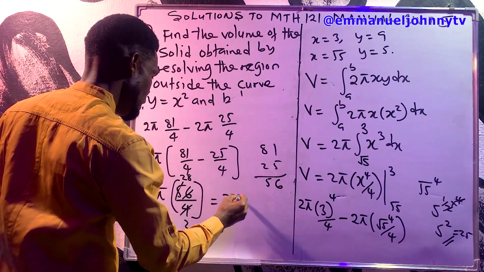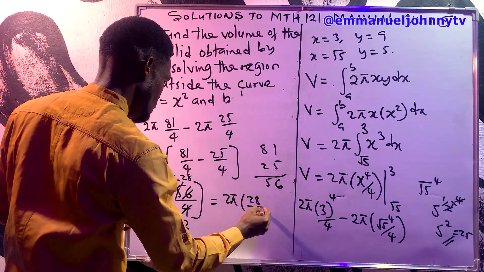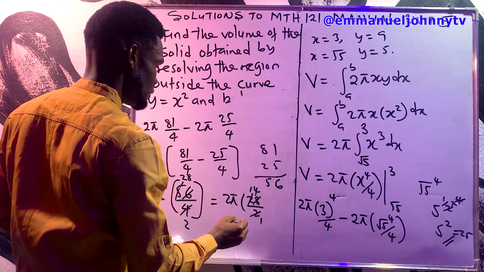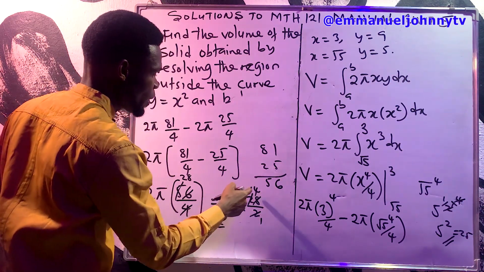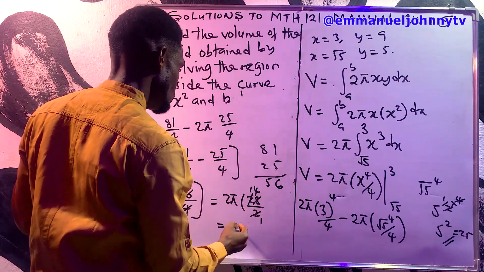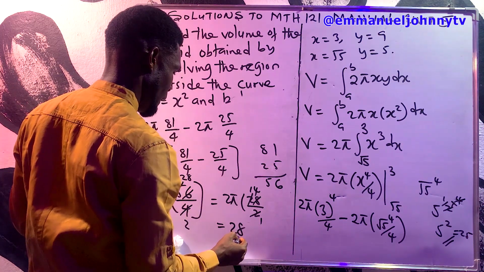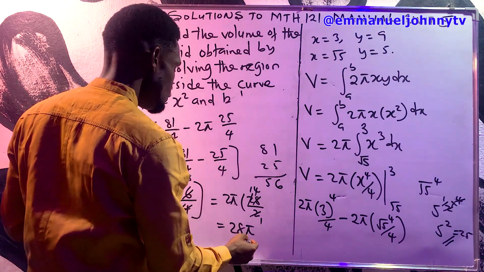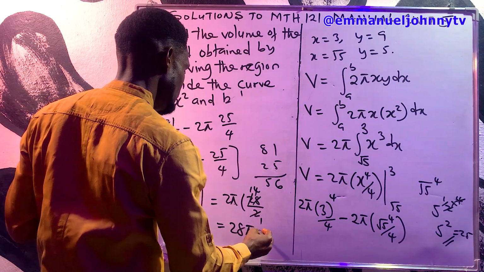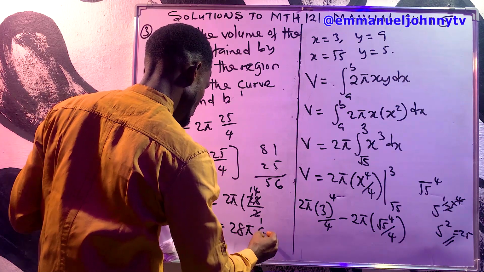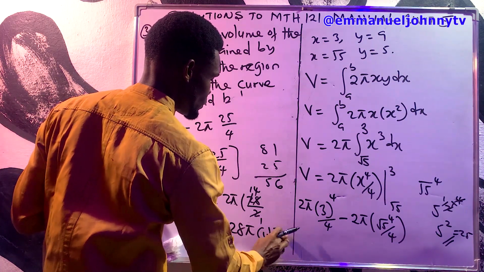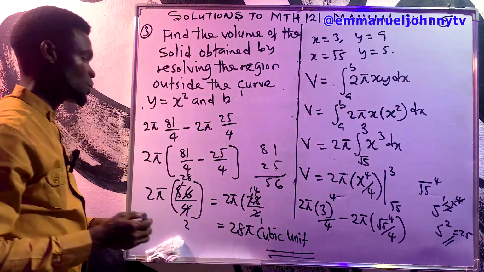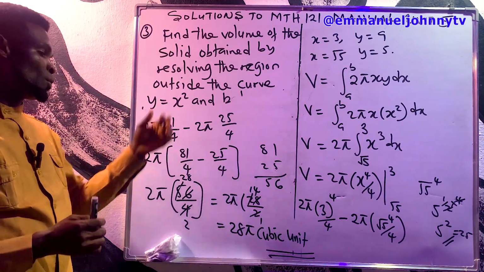So that is 2 pi into 56 over 4, which is 14. So 2 times 14, that will be 28, times pi. So the volume is 28 pi cubic units. If it is volume, it is cubic units. So that becomes the final solution to this problem.